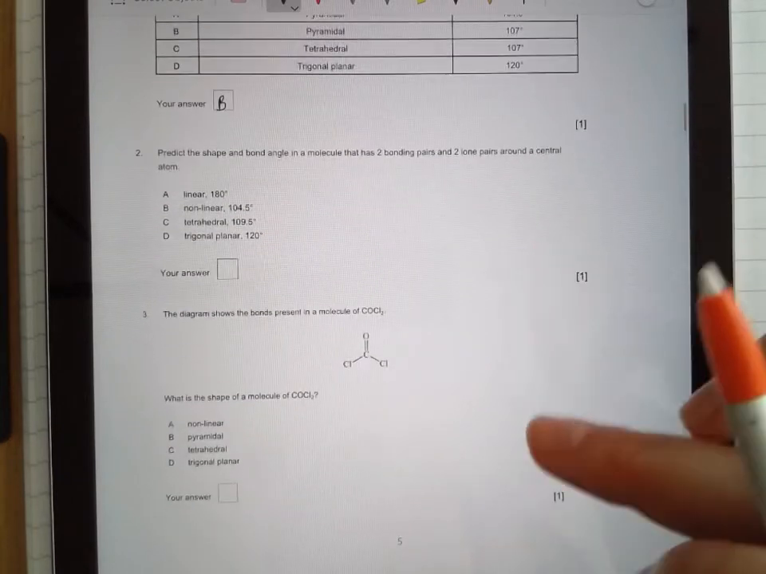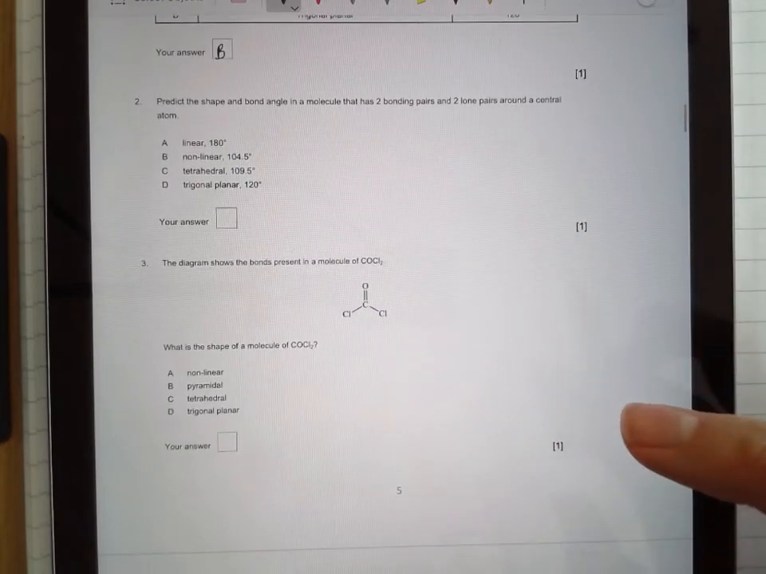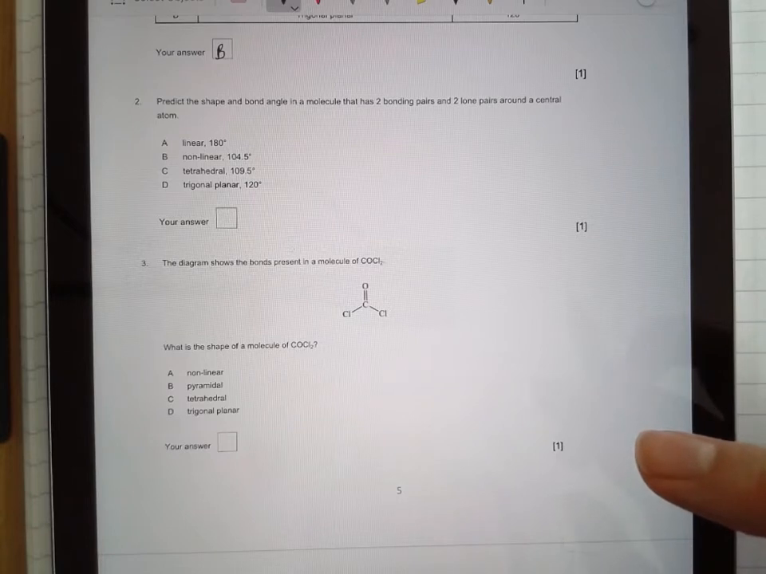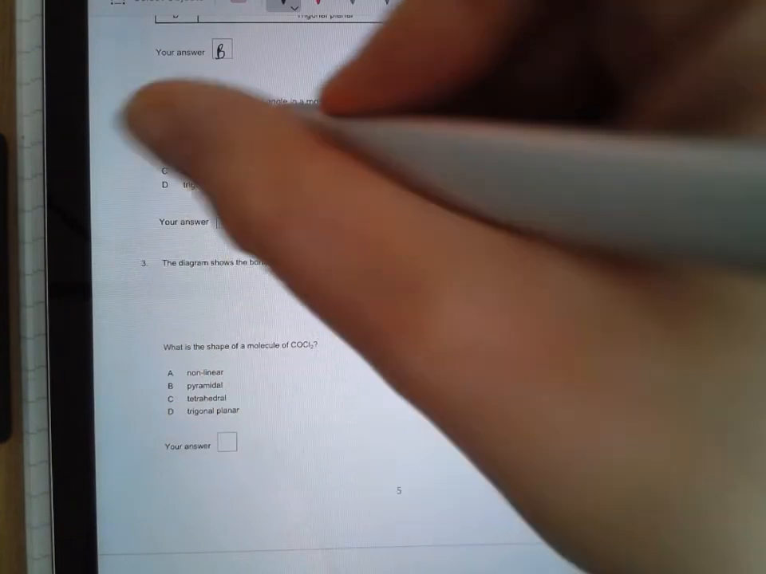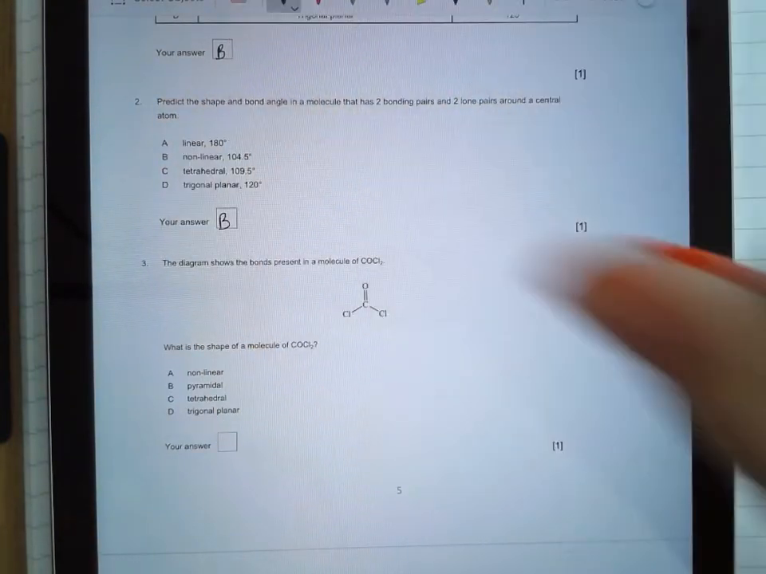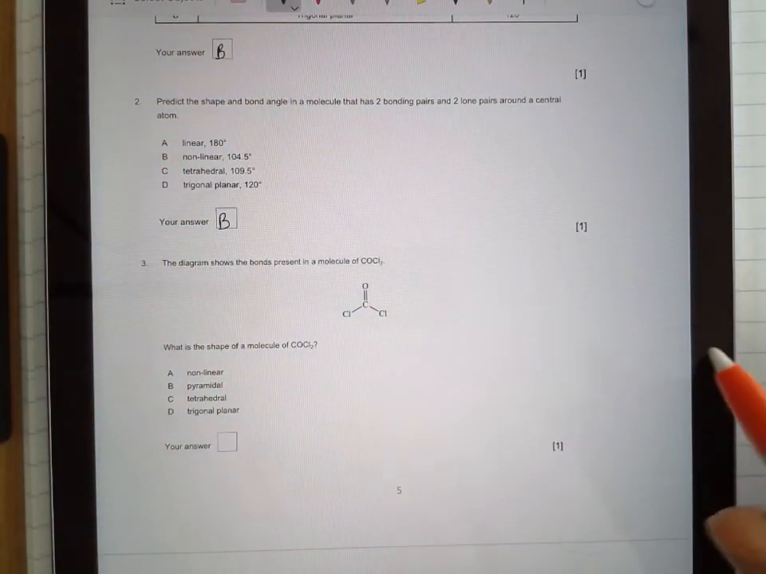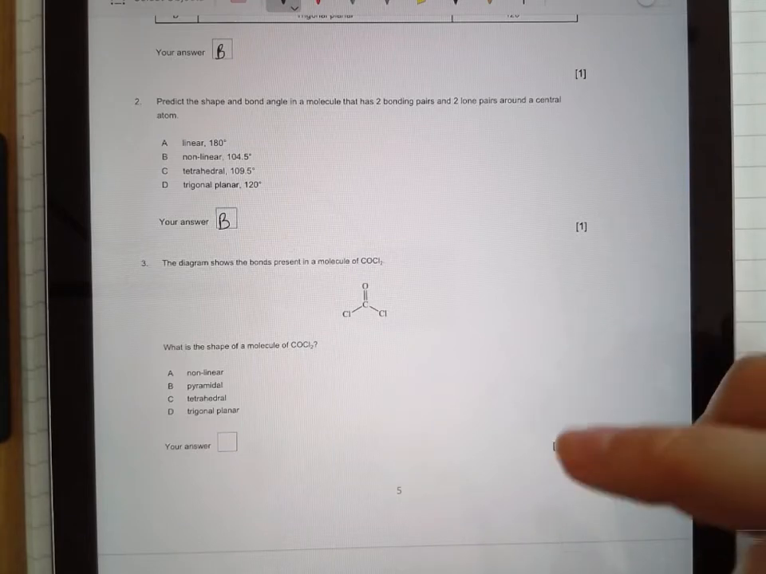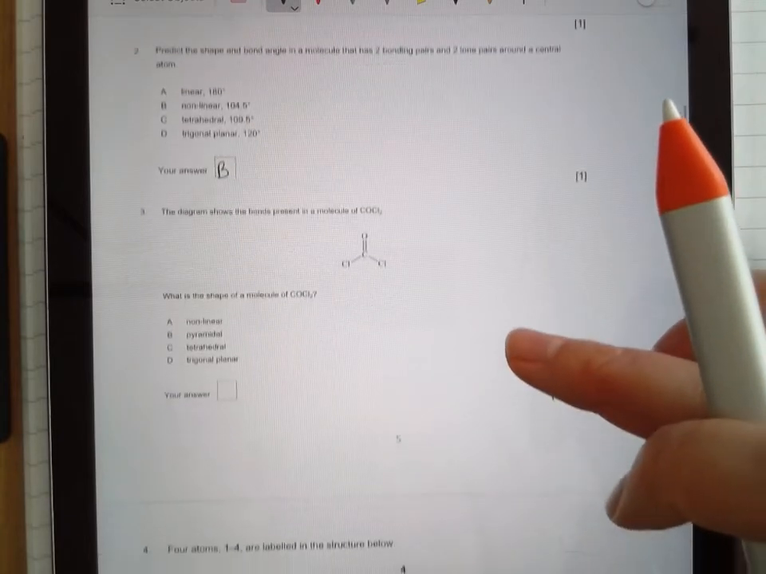The next one is another example of that. Predict the shape and angle. If you've got 2 bond pairs and 2 lone pairs, 2 bond pairs, 2 lone pairs is going to be non-linear, 104.5. So you can also call that shape bent instead of non-linear, okay? But the angle is always going to be 104.5. It's something you just need to learn.